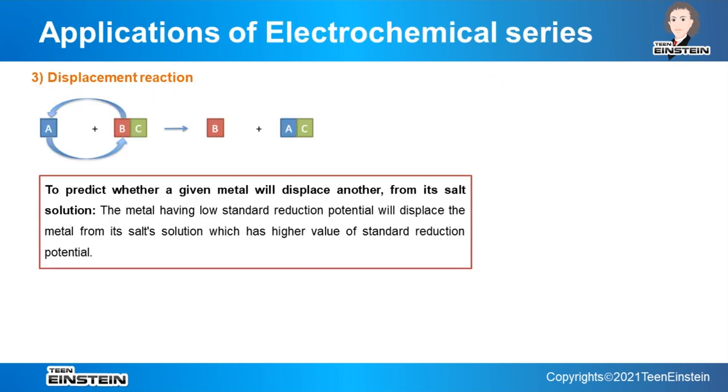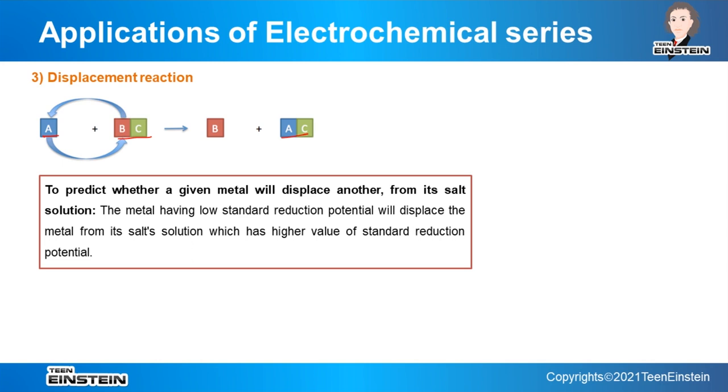The third application, displacement reaction. So displacement reaction, you can understand. Here we have this general representation. Suppose we have A and another compound of B and C, these two elements. So after the reaction, what is happening? B is replaced by A. So now we have AC and B. So this is the displacement reaction.